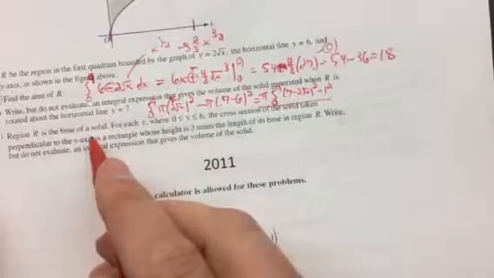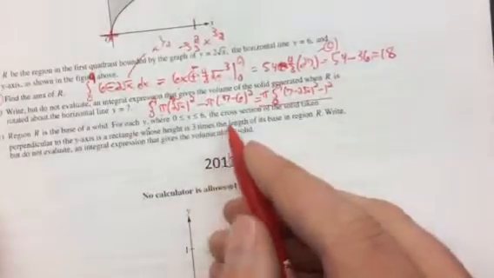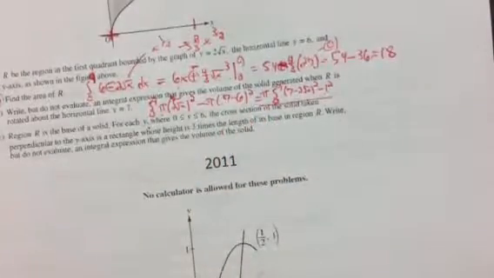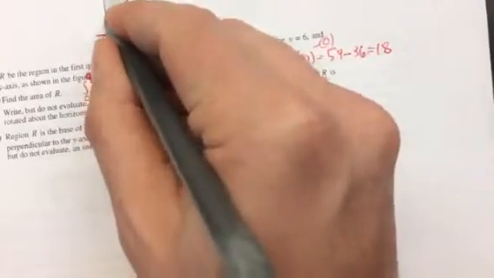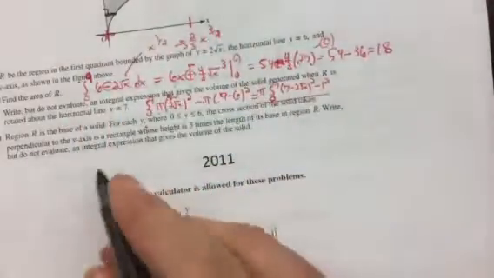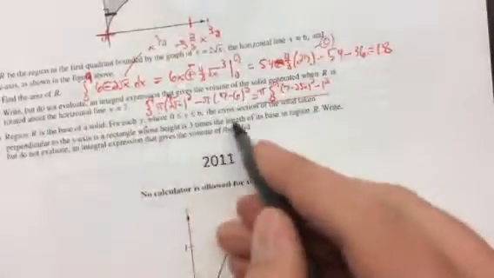All right, the last thing. Region R is the base of a solid. For each y, where y is between 0 and 6, the cross-section perpendicular to the y-axis. All right, so this is that stuff we did in our very last lesson on this. We're taking a perpendicular cross-section perpendicular to the y-axis. And it says those shapes are rectangles where the height is 3 times the length of the base in region R.